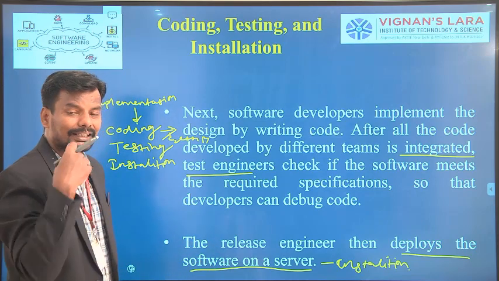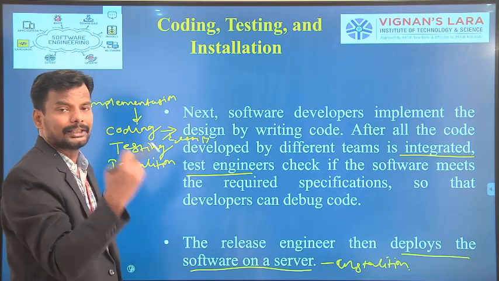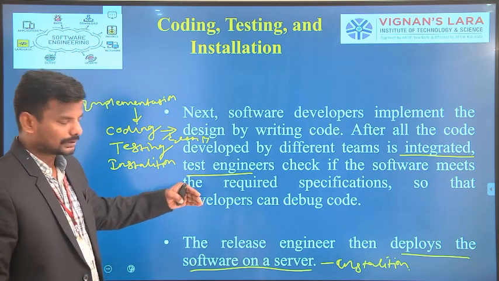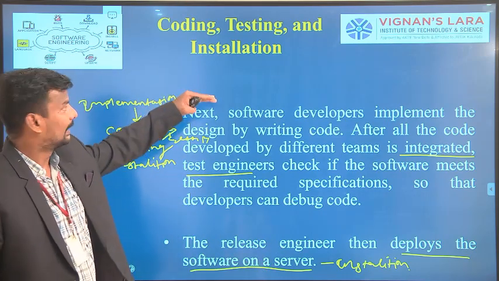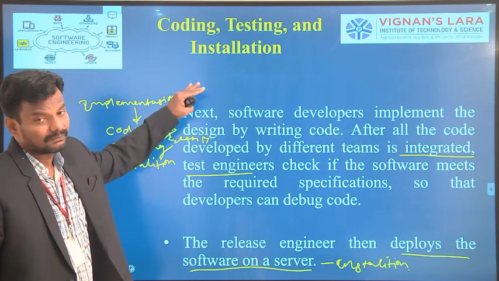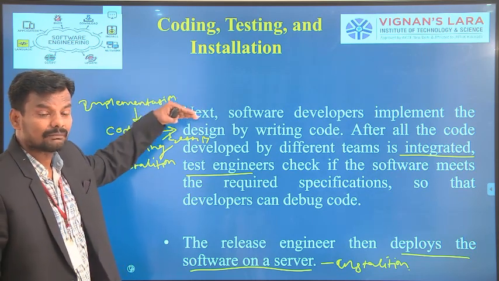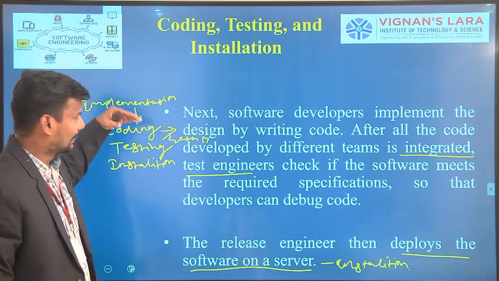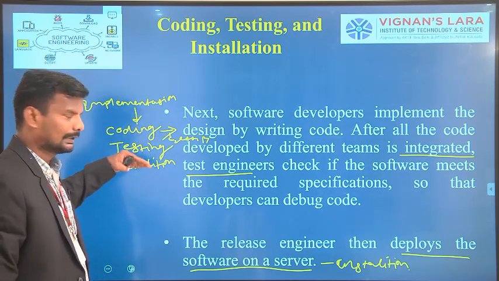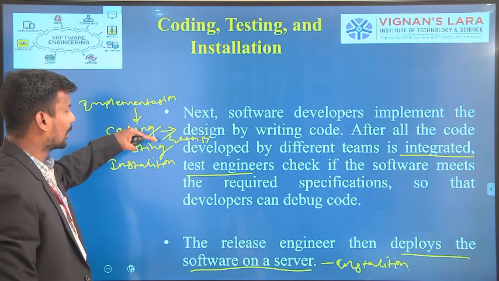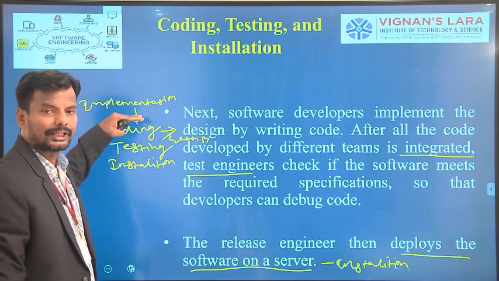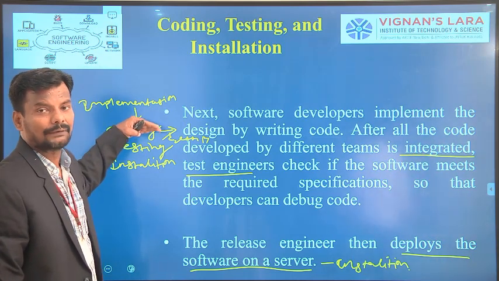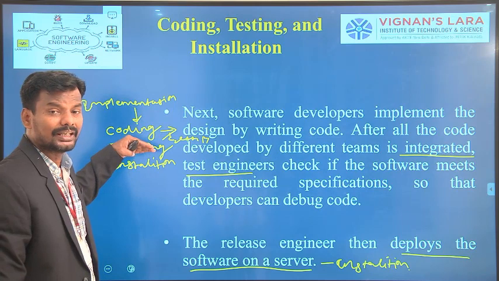So after releasing the software, that can be deployed into the server. The things should be done in the implementation phases. In this implementation phase, we have to do three things: the coding, second the testing, and third the installation. In the coding part, we have to write the code for the particular software by using some high-level language. After completing the coding, we have to do the testing process.